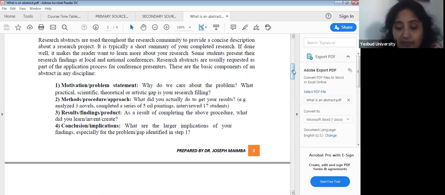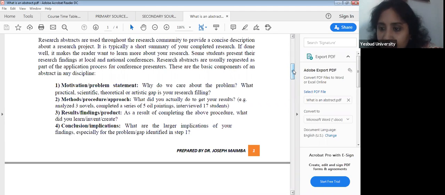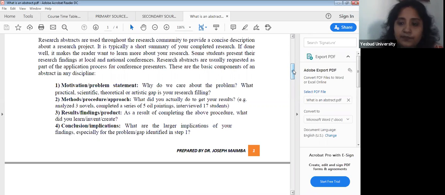Then conclusions and implications. What are the larger implications of your findings, and especially for the problem or the gap identified in step one? So whatever results have come out, how they are going to be implicated, so that it should have some benefit for other communities. It will be a very fantastic thing for others to understand what new thing has come out to solve the problem. Right? I think you got my idea here.